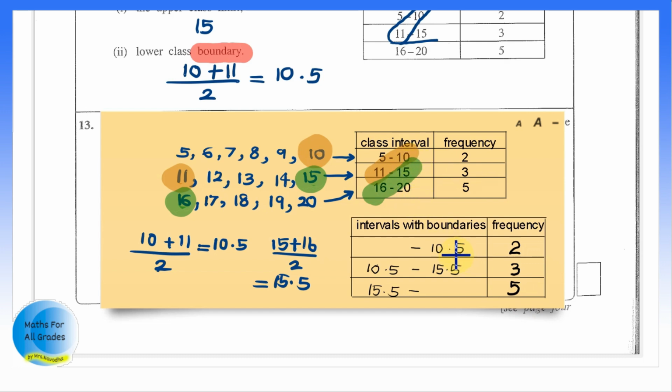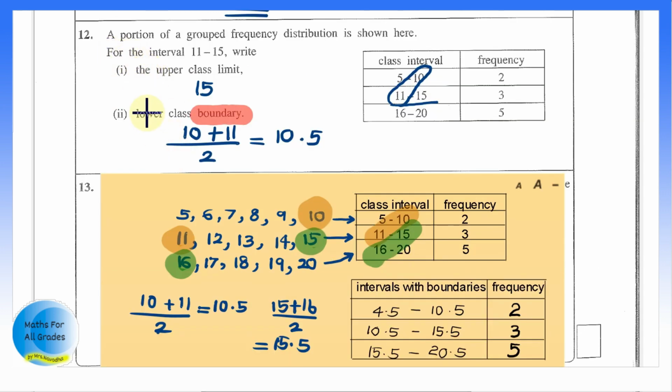Look at the upper class limits. These values increased by 0.5. So 20 should be 20.5. And when you see the lower class limit, it has been deducted by 0.5. 16 becomes 15.5. 11 becomes 10.5. Then 5 should be 4.5. Here they are asking for the lower class boundary for the interval 11 to 15. So the interval 11 to 15 is here and the lower class boundary is 10.5. In your answer sheet, you should write down how you found it: 10 plus 11 divided by 2 equals 10.5.